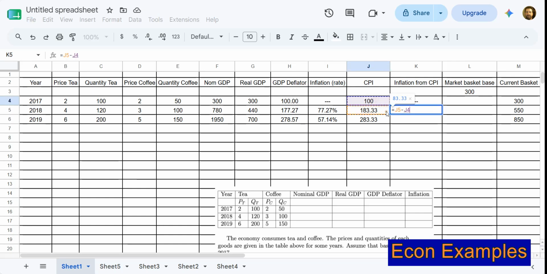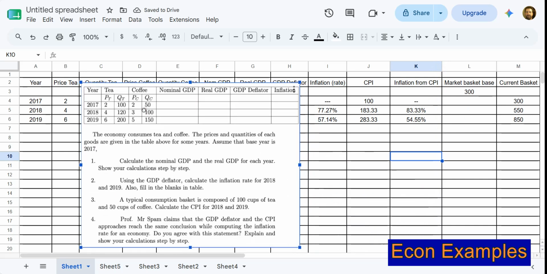So this minus this over the base year, or divided by the base year. But let's not multiply that by 100. We'll just leave that, and we'll turn them into percents. There we go. Okay, so we're all done. We have filled in everything. And so now the last part, we want to compare.